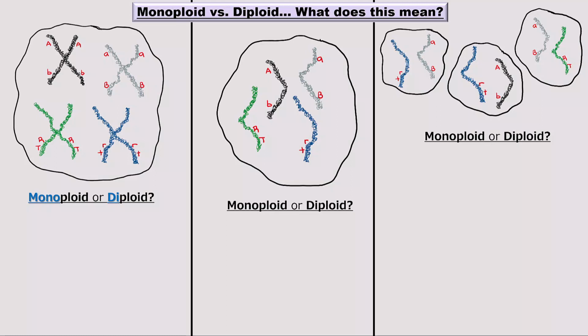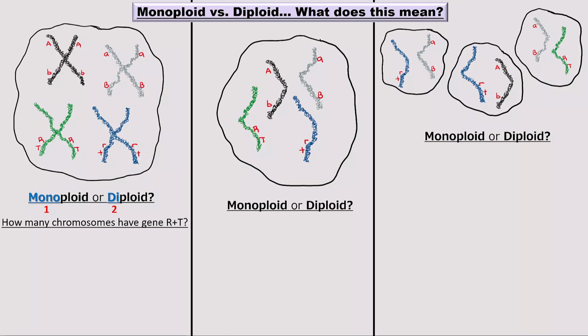Brings us to monoploid versus diploid. The cell all the way to the left. What would you think that is? Monoploid or diploid? Got to start by asking yourself, what does the word mono or the prefix mono mean? It means 1. The word or prefix di in diploid means 2.